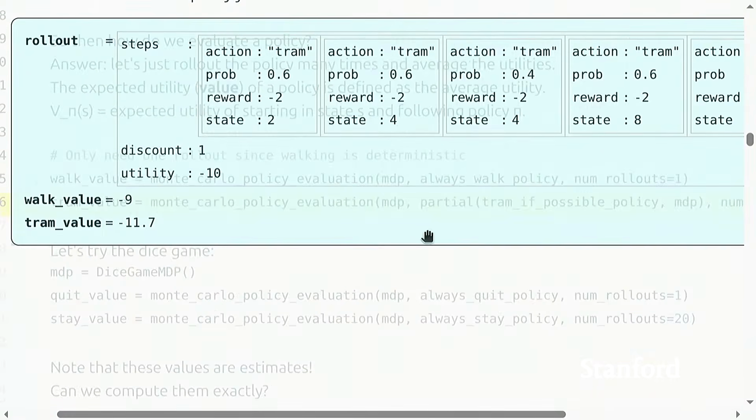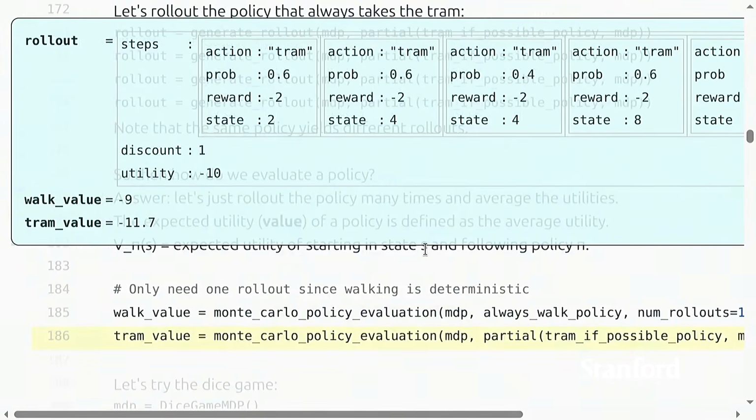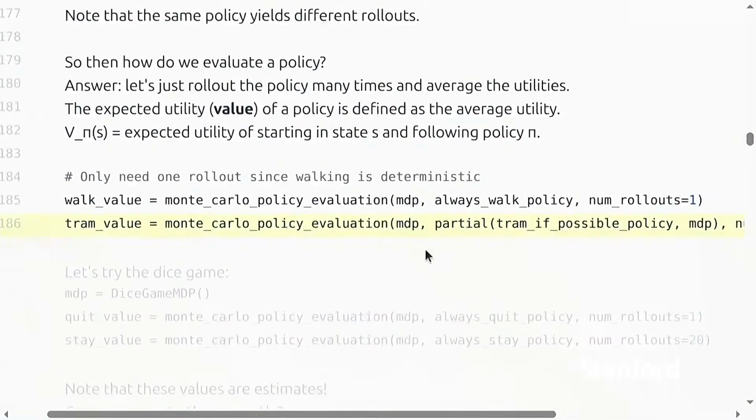Okay, so that was the flaky tram example. Now let's do this for the dice game. This is going to be the moment where we reveal which is the better option. Do you quit or stay? People can change their mind if they want.